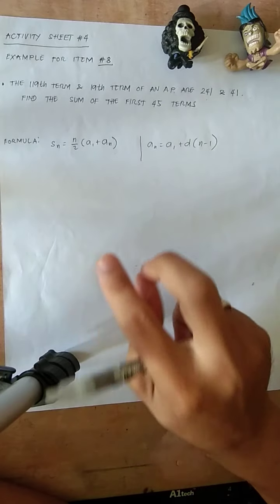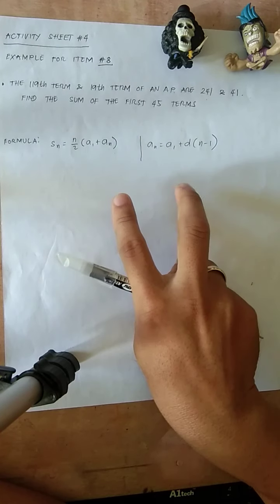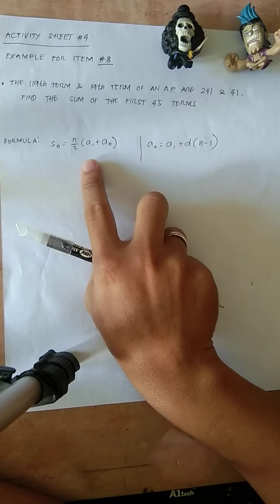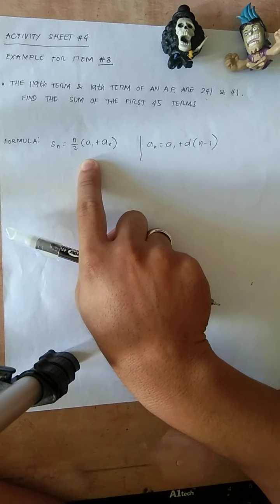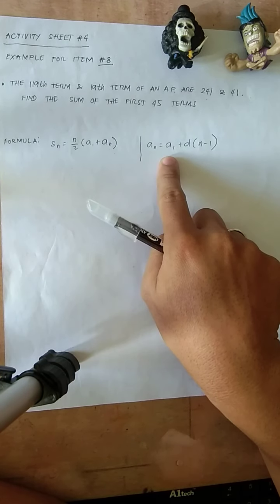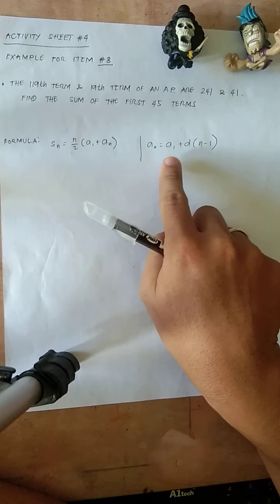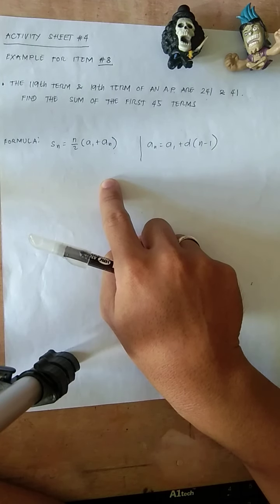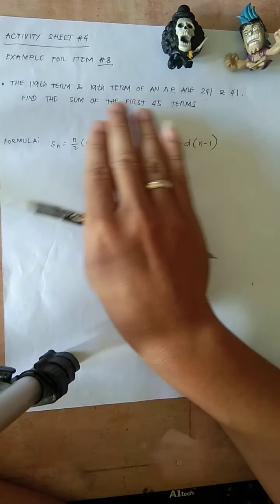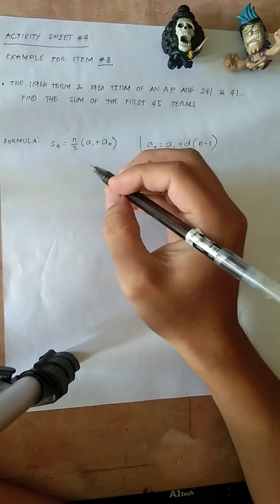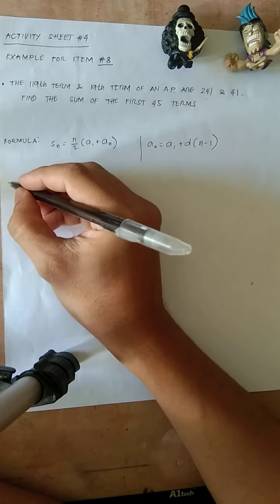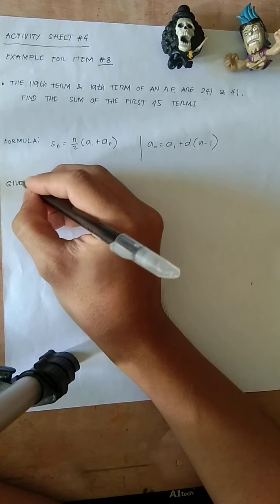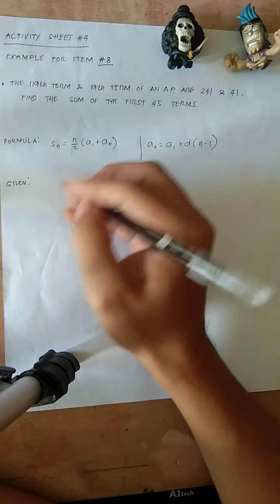Now, the formulas that we will need to solve this problem are these two. This one is to solve for the sum of the terms, and this one is used to find the value of the missing variable on this formula. Okay? Now, let's identify the given on this problem based on this formula. Let's start with the given.